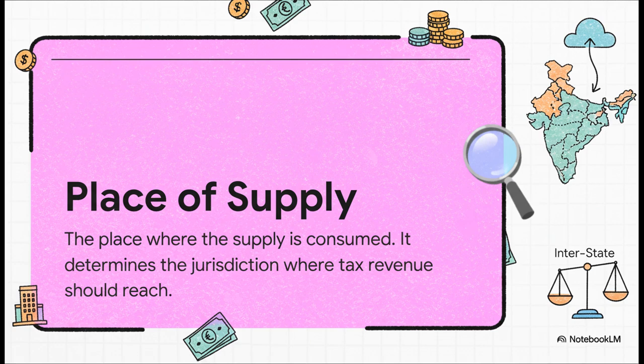But here's the kicker. This one piece of information is the trigger that decides whether a transaction is intrastate or interstate, and that, in turn, determines which government's treasury the tax money flows into. So getting this right every single time is not just important, it's everything.